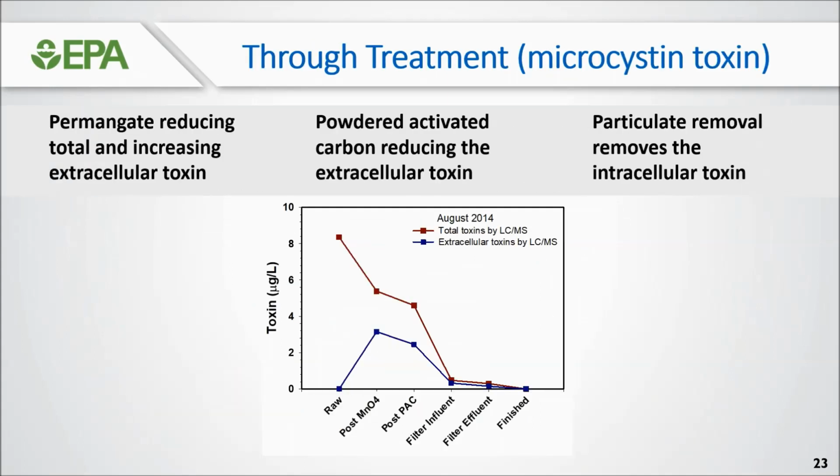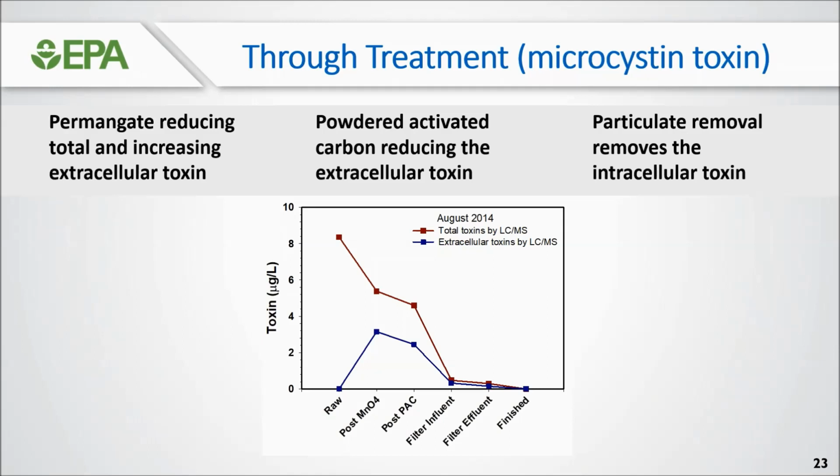Here's another example of that. Perhaps it demonstrates it a little better. So the total toxin is in red, and the extracellular toxin is in blue. So the total toxin is fairly high, and it's all within the cell, because the extracellular toxin in the raw water is 0. So post-permanganate, the extracellular toxin increases because it's released from the cell, but the total toxins are dropping because the permanganate is reacting with them.